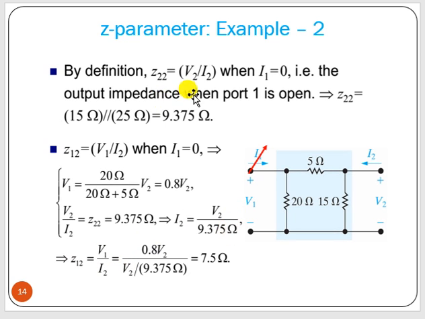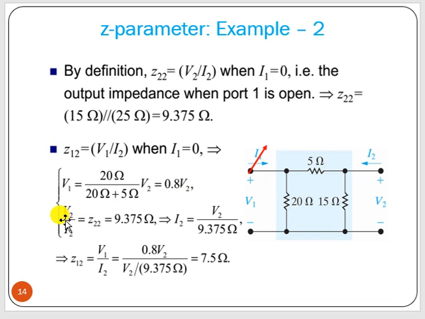Now Z22 is what? V2 by I2 when I1 is 0. Now when I1 is 0, that means what? This I2 current flows through this 5 and 20 ohm resistance in series and then it is parallel with 15. So their output impedance will be 20 plus 5, parallel with 25, parallel with 15. We got the value. Now Z12 is V1 by I2. Now when I1 equal to 0, what will be the V1 here? That will be V2 divided across these two resistances. So that is 20 divided by 25 into V2. So you got that particular value.